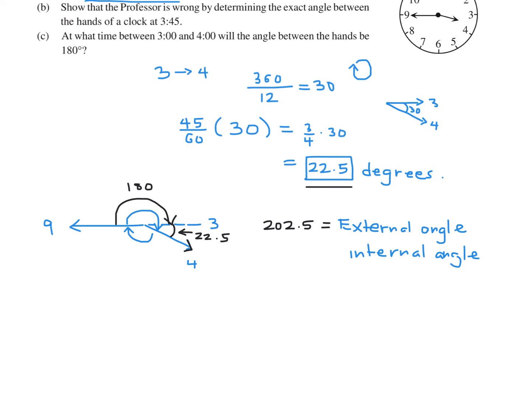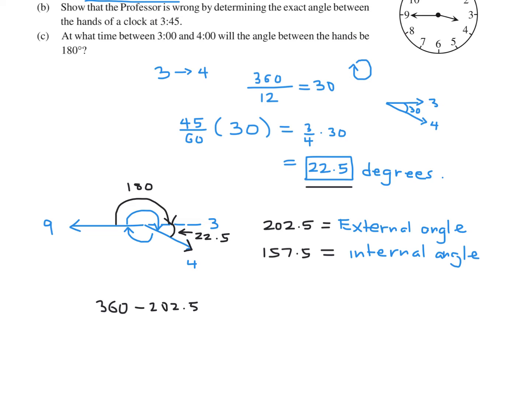The internal angle is the external angle subtracted from 360. So 360 minus 202.5 is what? 157.5. And I think that's it. That takes care of part B.